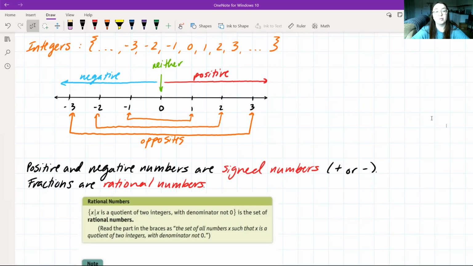Fractions, on the other hand, are rational numbers, and rational numbers are going to have a specific definition. So, with our definition given here from the book, we have this curly brace and we have an x, and then we have this line in between, and we're defining x to be the quotient of two integers with a denominator not 0, and that is the set of rational numbers. So when we read the part in the braces, we read this as the set of all numbers x, such that x is a quotient of two integers with the denominator not 0.